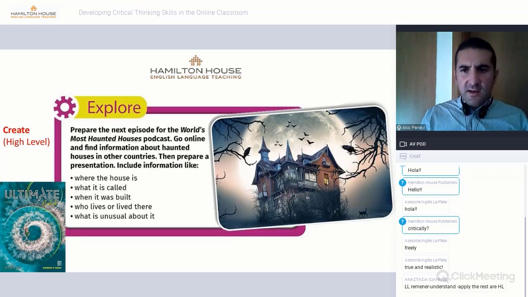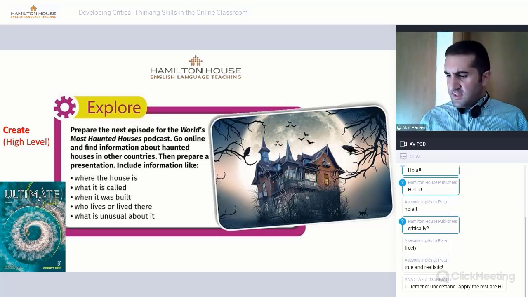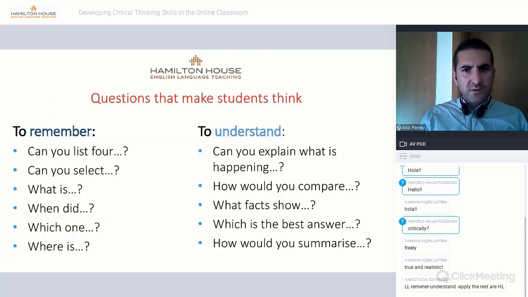And lastly, in the final exercise of that page, the students prepare something of their own. Prepare the next episode of the World's Most Haunted Houses podcast. Go online, the instructions say, and find information about haunted houses in other countries. Then prepare a presentation. And there are bullet points to guide them regarding what they should include in their presentation. That's creation. That's high-level thinking. Later on, I will have another example from a different page to show you how the course book can help you.